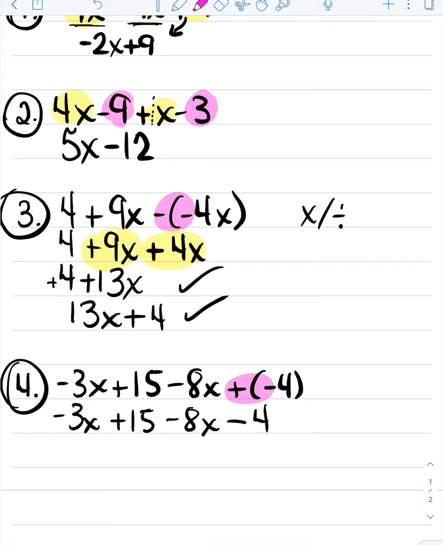And now I'm just going to combine my like terms. So I've got negative 3x minus 8x, and I have 15 minus 4. Those are both constants, so those are alike. So let's combine our x's. They're the same sign, so I add 3 plus 8 and keep the sign. And remember to keep your x. And then 15 minus 4, signs are different, so I subtract, keep the sign of the larger number.